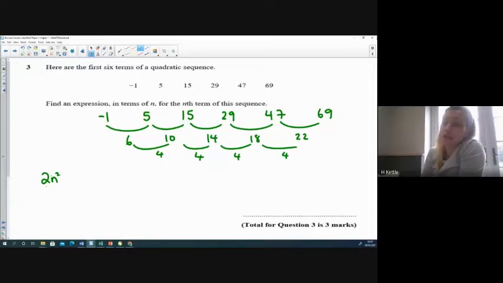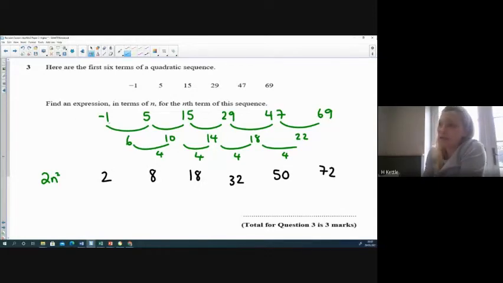Now, if I did 2n squared, it would be the square numbers doubled. That would be the sequence. So 1 squared is 1, doubled is 2. 2 squared is 4, doubled is 8. 3 squared is 9, doubled is 18. 4 squared is 16, doubled is 32. 5 squared is 25, doubled is 50. And 6 squared is 36, doubled is 72. Now let's see how much more we need.